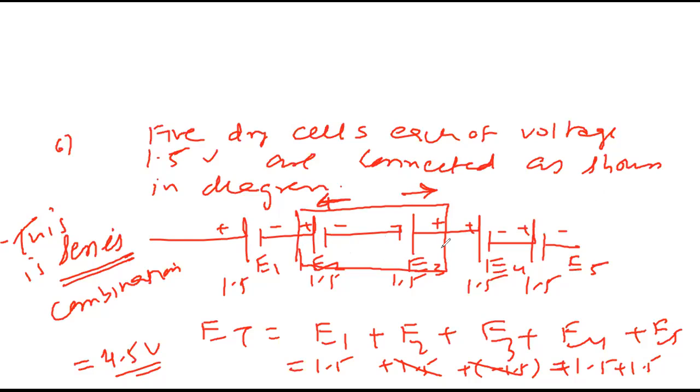Not followed? When cells are connected with the same terminal, we say they are opposing. Opposing means EMF is what? Difference.